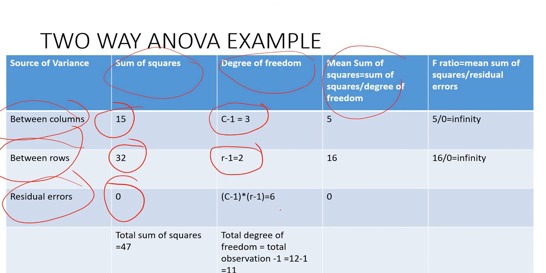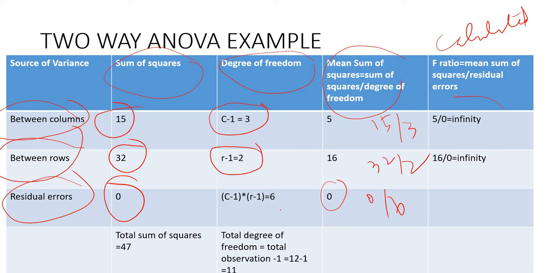You got it. Mean sum of squares is sum of squares divided by degree of freedom. That is 15 divided by 3, that is 5. This is 32 divided by 2, that is 16. This is 0 divided by 6, that is 0. Now, the F ratio, this is the calculated F ratio. We will get it from the table as well. Calculated F ratio is mean sum of squares divided by residual error. The mean sum of squares here is 5. So 5 by 0, the residual error is 0, that is infinity. Here it is again 16 by 0, infinity.